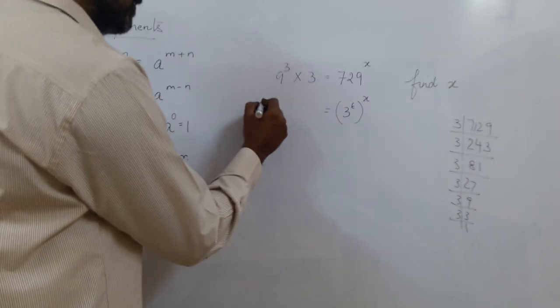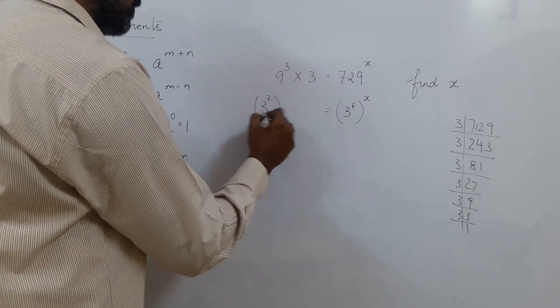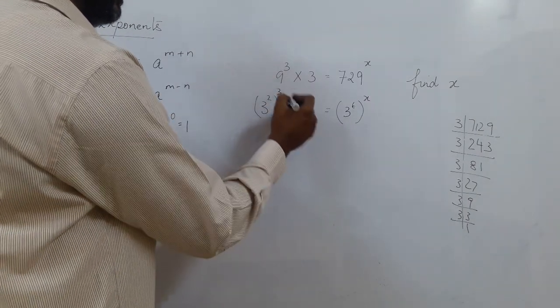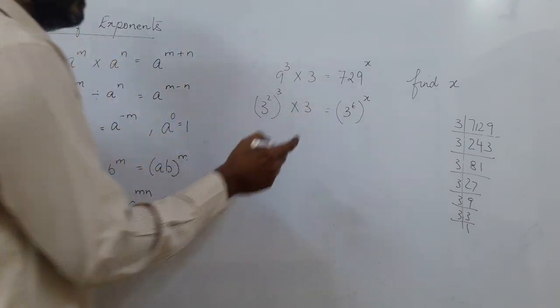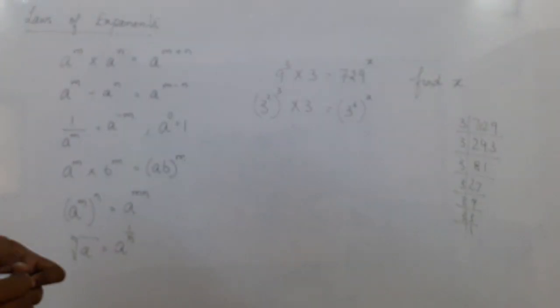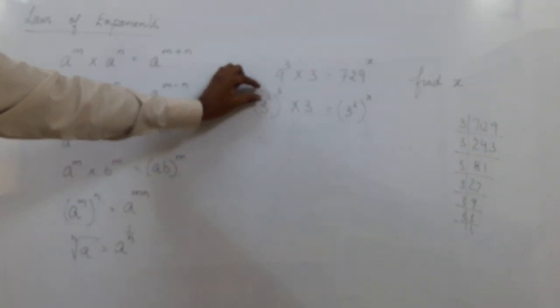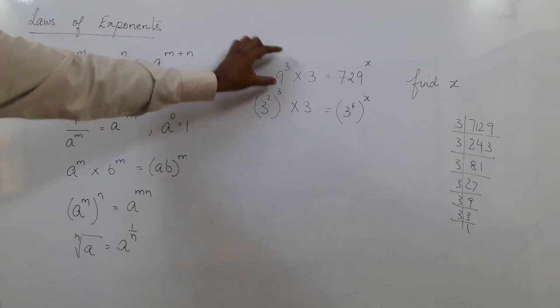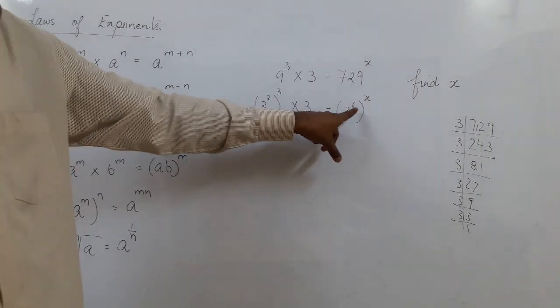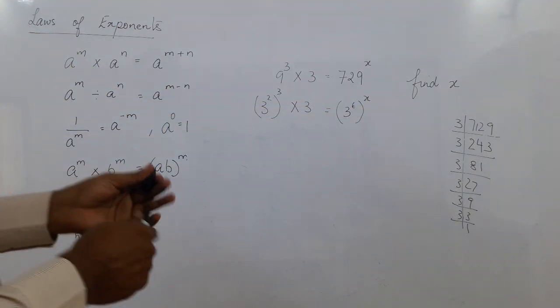Now what is 9? 9 is 3 square, to the power 3, into 3. So I have broken this sum into the prime factors. 9 is written as 3 square. 3 square is 9, and raised to the power 3, into 3, is 3 raised to 6 raised to x.